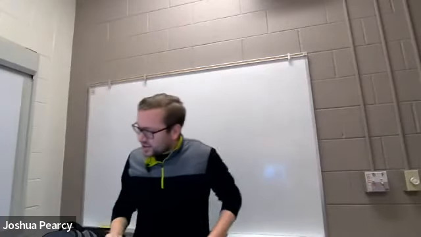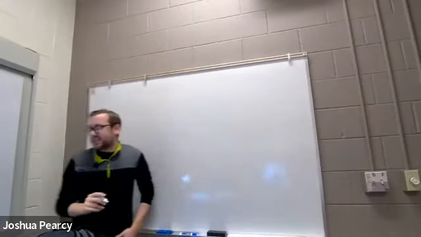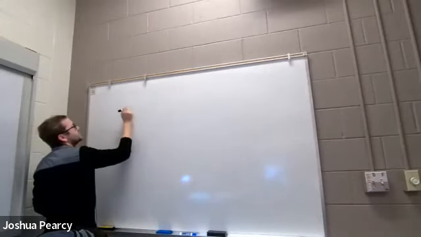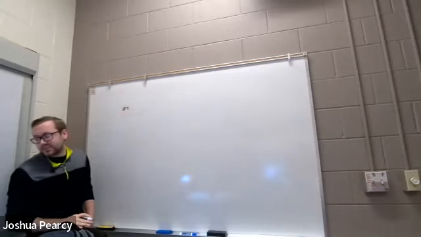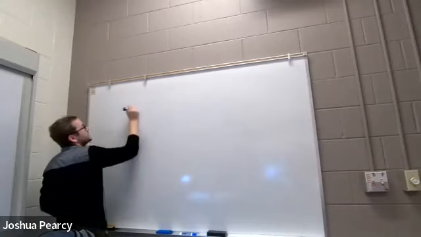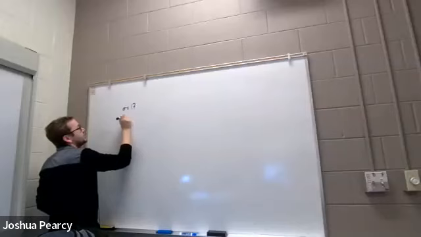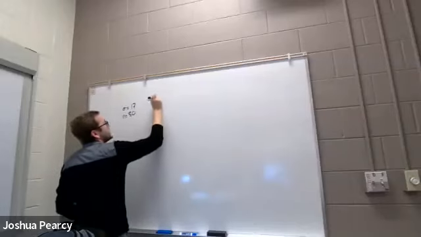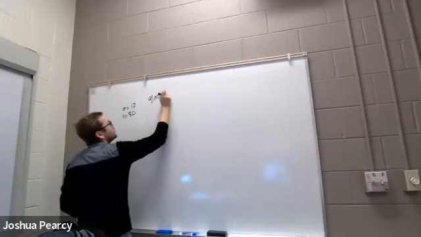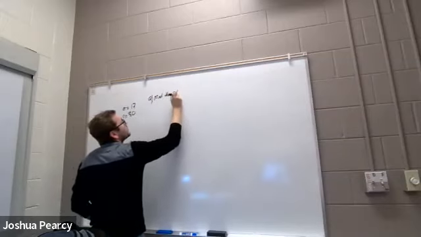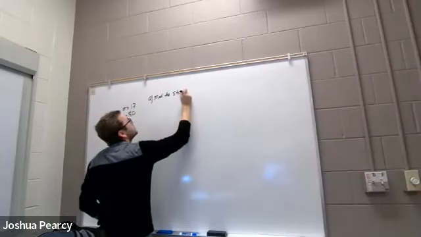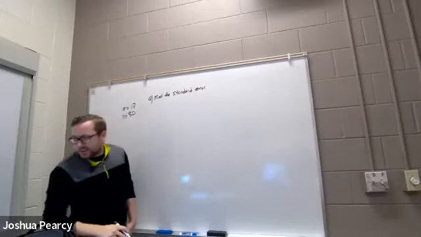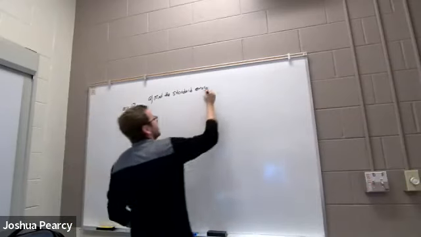It says the standard deviation of a variable is 17 and the sample size is 80. So that just means sigma is equal to 17 and n is equal to 80. Part A says find the standard error. Find the standard error of the mean.